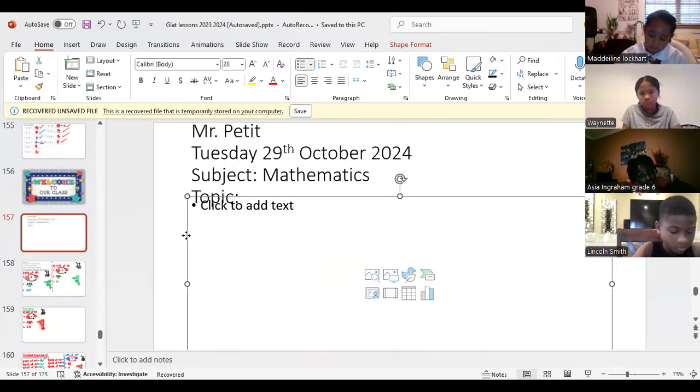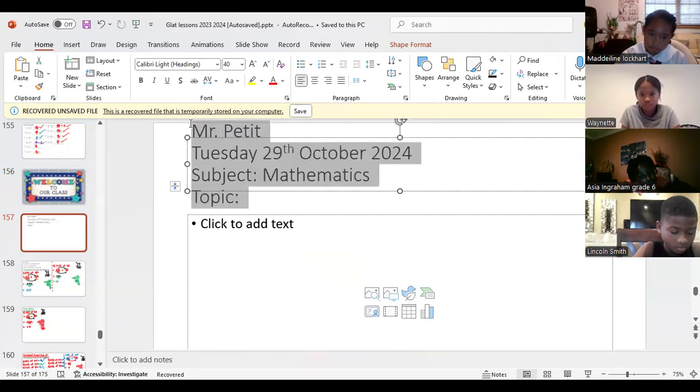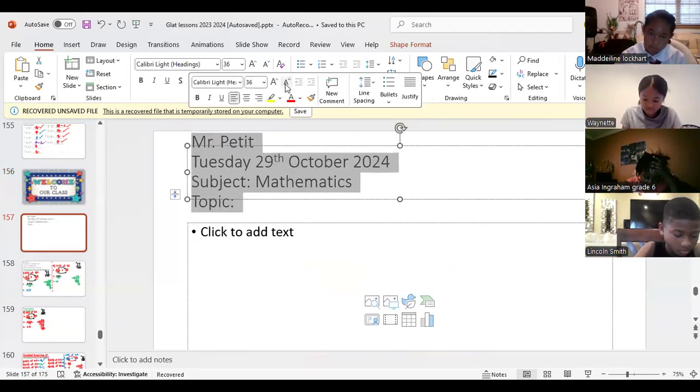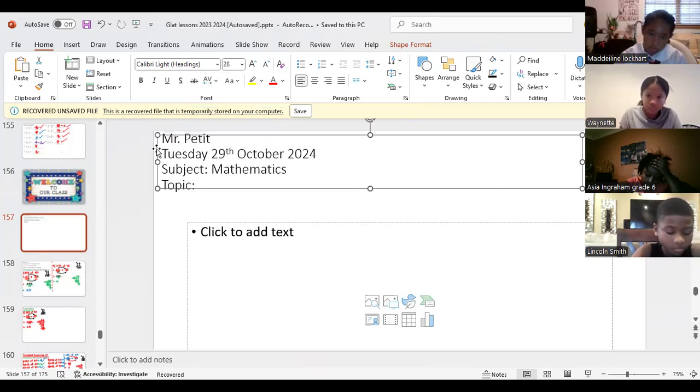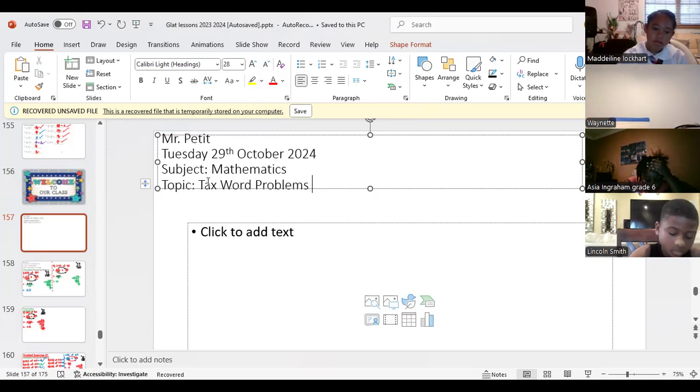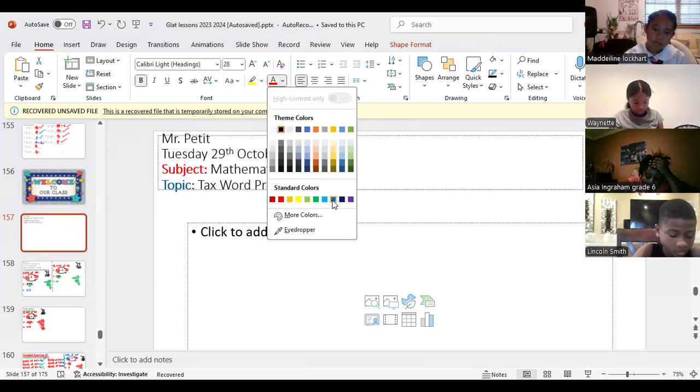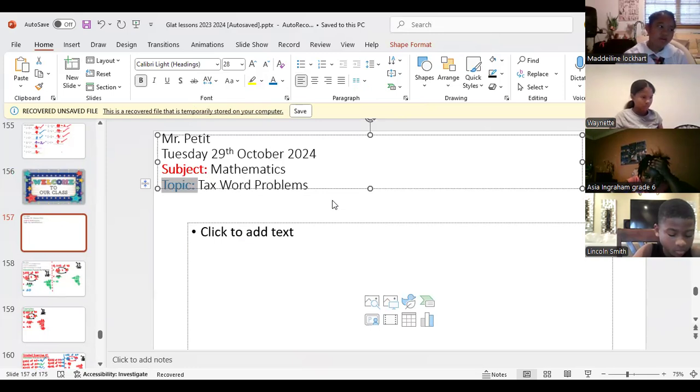And the topic is, yesterday we looked at discount word problems. Today we're gonna be looking at tax word problems. Anyone know what a tax is? It involves money. Something that you have to pay, right?